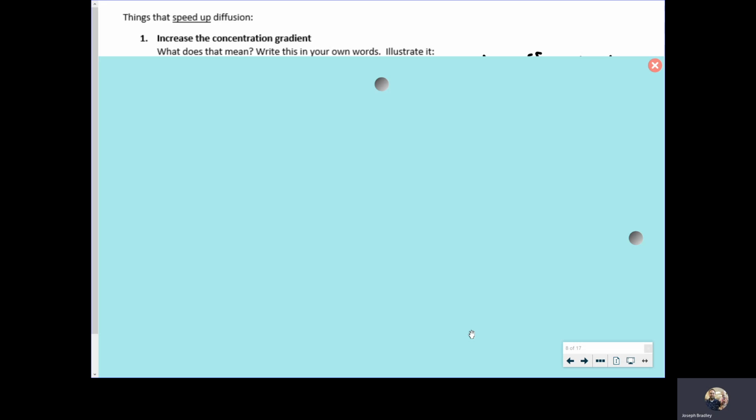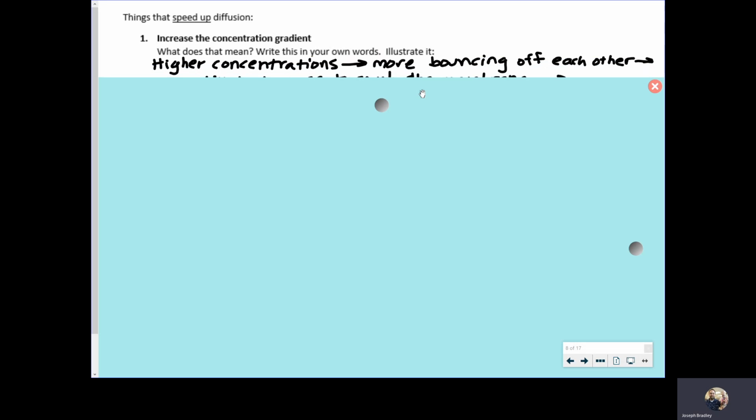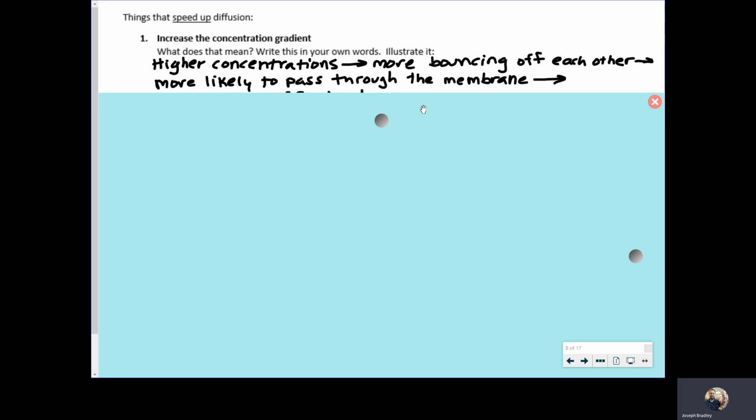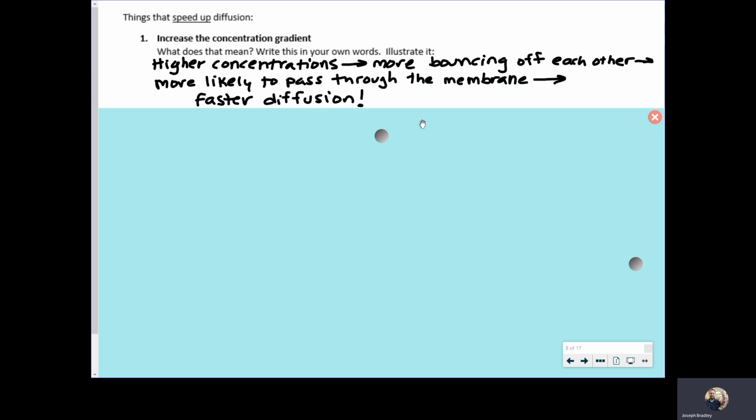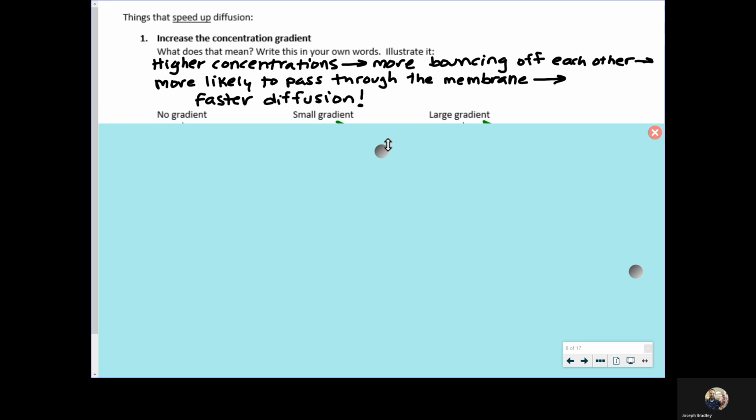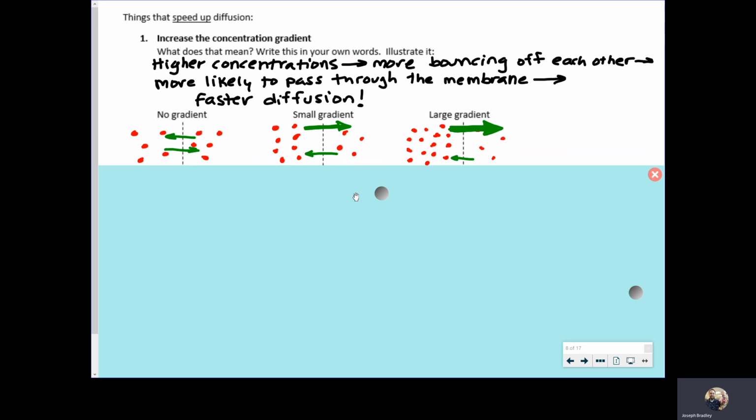So there are things that are going to speed up diffusion. One of the things you can do is increase the concentration gradient. Higher concentrations means you have more bouncing off of each other and more likely to pass through the membrane, so faster diffusion. One of the ways that we get a higher concentration of, say, oxygen is you breathe faster.